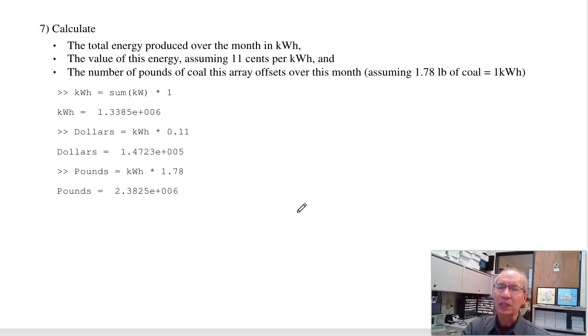How many pounds of coal does that offset? Assuming 1.78 pounds of coal per kilowatt hour, which is what Milton R. Young Power Plant uses, that would offset 2.3 million pounds of coal in just over 1 month. That's for one wind turbine for 1 month. You're getting big numbers.